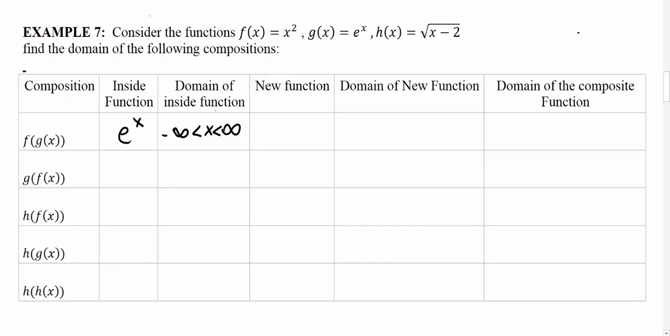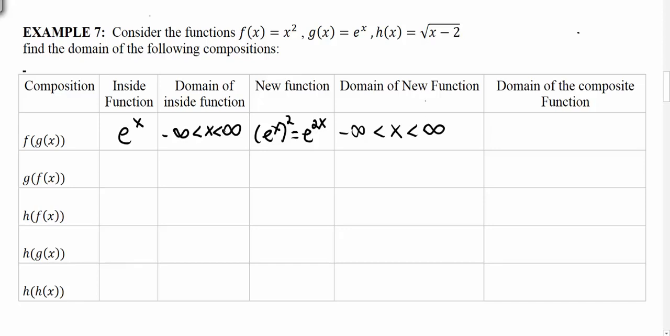So now let's consider the new function, which is our composite function, f of g of x. So we take our g of x and we plug it into f of x, and we get e to the x all squared, which we said before was the same thing as e to the 2x. Now when we think about the domain of this new function, it's going to be the same as the domain of e to the x, because if we multiply anything by 2, that's not going to change the fact that we can plug in anything we want. So here, the domain of the new function is also all numbers between negative infinity and infinity.